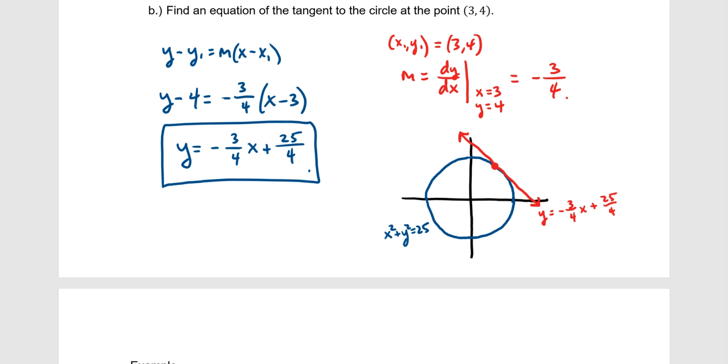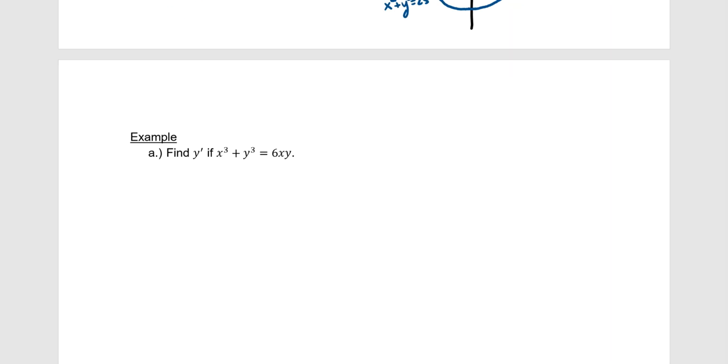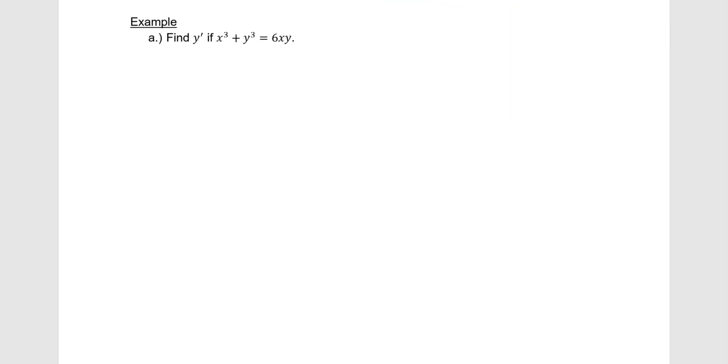Okay, so let's do a couple more examples here. Let's find y prime if x cubed plus y cubed equals 6xy. So we're going to start this off the same way. We are going to take the derivative with respect to x on both sides of the equation. So d dx of the left side equals d dx of the right side.